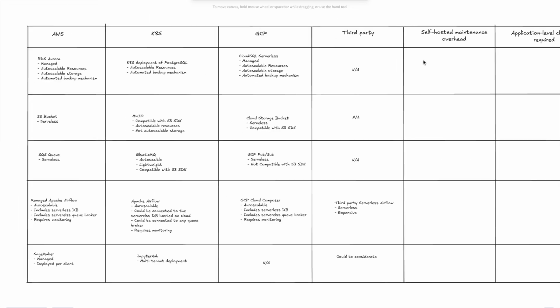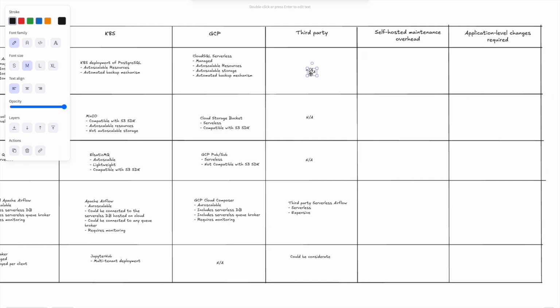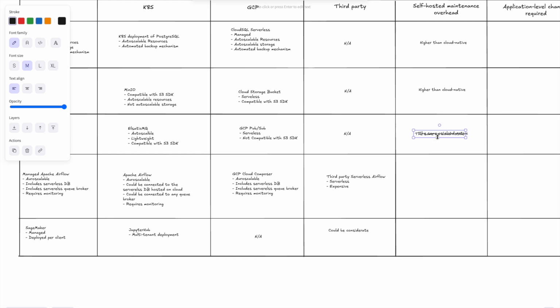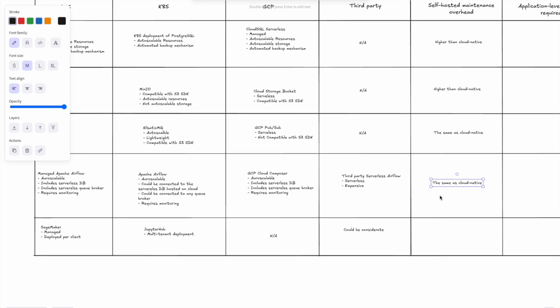So let's have the self-hosted maintenance database. And I think it's pretty high because it requires significant investment in infrastructure setup to have it reasonably automated, and also it would require the storage management. I would say it's also the same as cloud native, because we will still have the same level of automated Airflow management and serverless resources as we would have with cloud native.